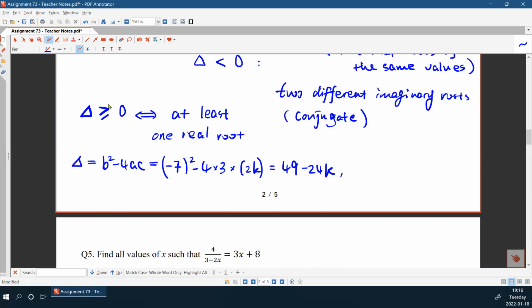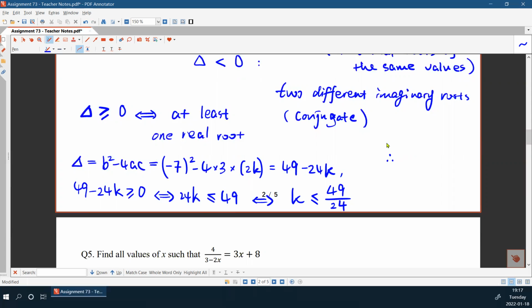As we discussed, delta needs to be greater than or equal to 0. That means 49 minus 24k needs to be greater than or equal to 0, which means 24k needs to be less than or equal to 49, which means k needs to be less than or equal to 49 over 24, right? Therefore, we can make the conclusion.